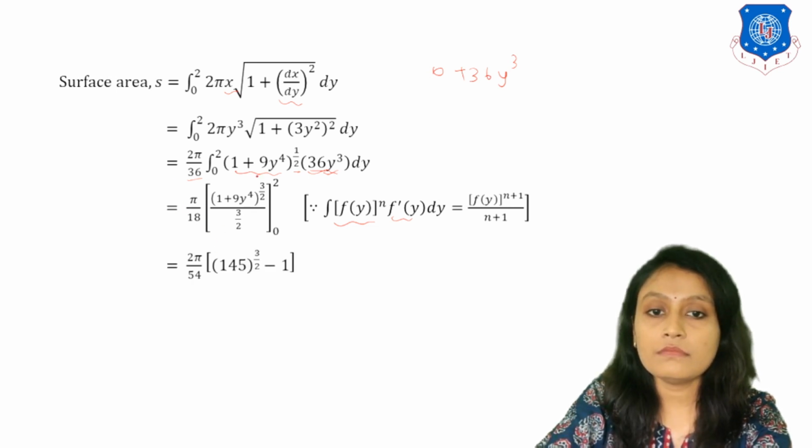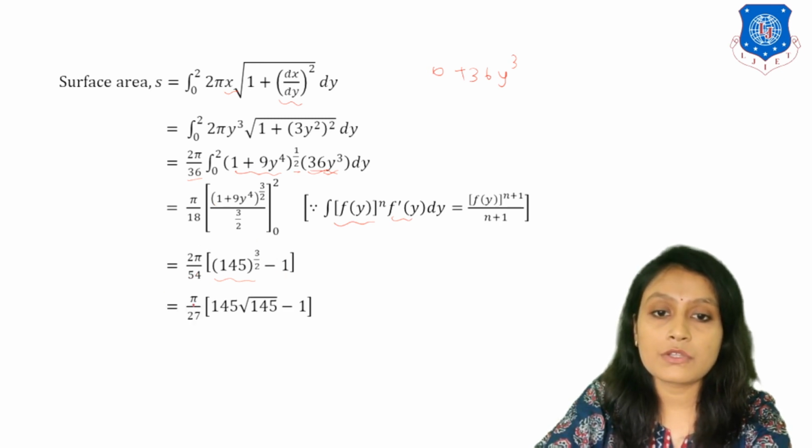Now just substitute the limit. In place of y, firstly we have to substitute 2. If you substitute 2 and simplify, you will get 145 raised to 3 by 2 minus, now substitute the lower limit. In place of y substitute 0, so this will be 0 and we have 1. We have to first simplify further, so you will get here pi upon 27 times (145 under root 145 minus 1). So this is the answer for the surface area.